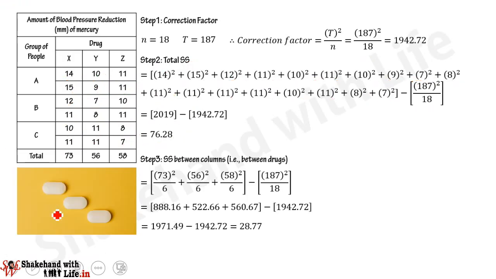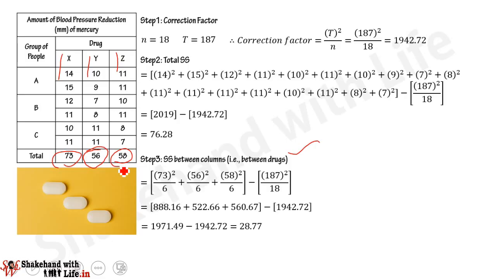Now we calculate the sum of squares for variation between the columns. So here we have 3 columns. Column number 1 is for X, column number 2 is for Y, column number 3 is for Z. So we have 3 columns, or we can say the sum of squares for variation between the drugs, right? So first we find the total of each column. The total of the first column is 73, the total of the second column is 56, the total of the third column is 58.